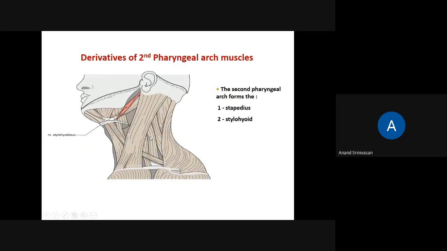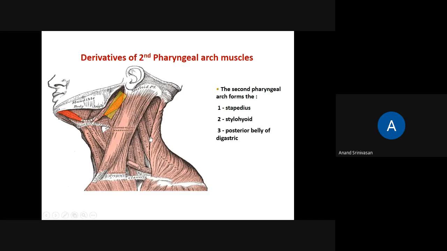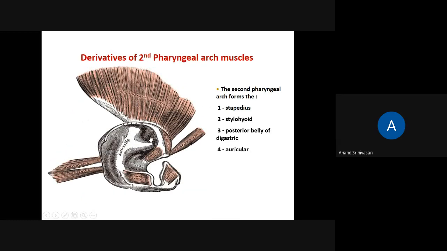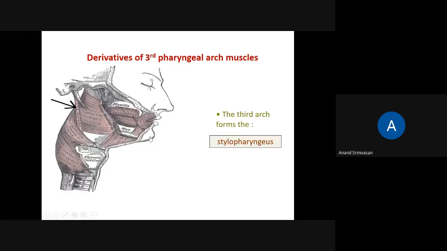The stylohyoid muscle, the posterior belly of the digastric muscle, and the auricular muscles, the muscles around the ear, arise from the second pharyngeal arch. And the muscles of facial expression. So these are the branches from the second pharyngeal arch.